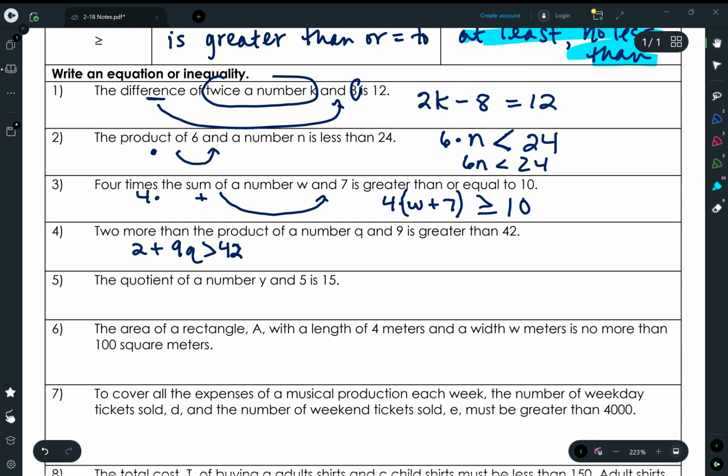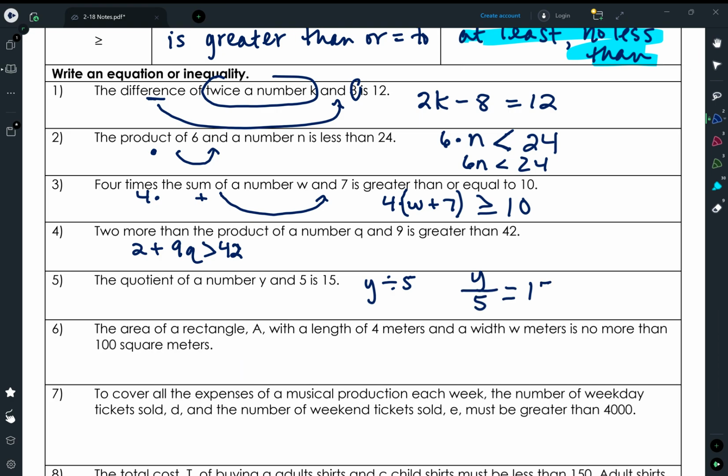Okay, next they're asking for the quotient. So quotient's division, and when they give me the things in order, the first one's going to go on the top of the fraction and the second one on the bottom. So I prefer not to use a division symbol. The fraction's going to do some parentheses-type stuff for you and make your life easier. So it says the quotient of, so I'm dividing y and a number 5. So I could write y divided by 5, but like I said, I prefer to do fractions. So y divided by 5, and then we have is 15, so equals 15.